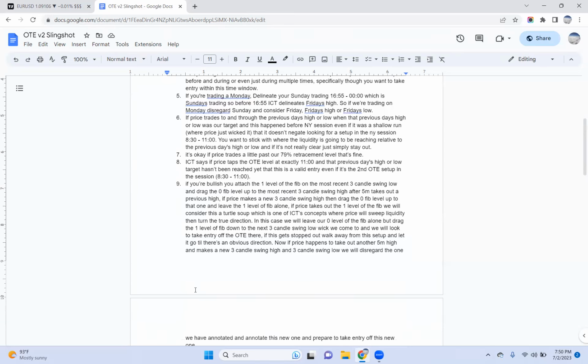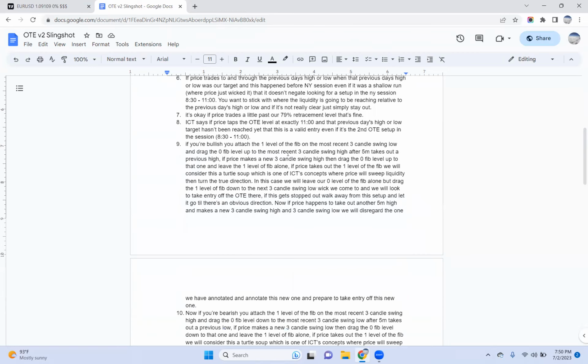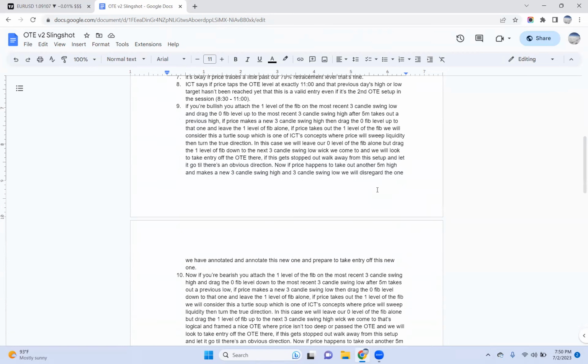That's another very logical rule. Hopefully you can understand that. If you're bullish, you want to attach the one level of the fib on the most recent 3 candle swing low and drag the 0 fib level up to the most recent 3 candle swing high after price takes out a previous high. If price makes a new 3 candle swing high, then drag the 0 fib level up to that one and leave the one level of the fib alone. And if price takes out the one level of the fib, we will consider this a turtle soup, which is one of ICT's concepts where price will sweep liquidity, then turn the true direction.